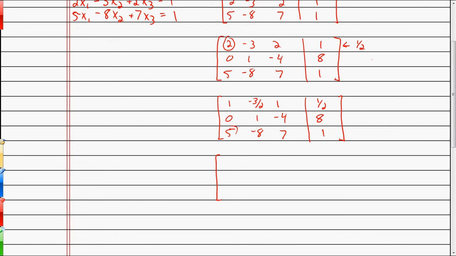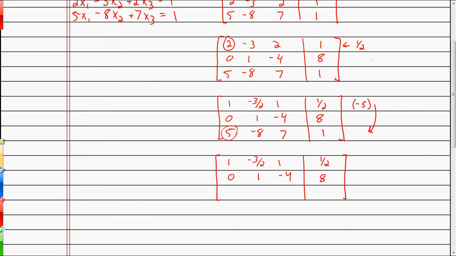Okay, so I want to get rid of this 5. Right? I want that to become a 0. So I'm going to take this row, I'm going to multiply it by -5, and I'm going to add it to the third row. The nice thing is I already have a 0 here, so I don't have to worry about that. I generally would start by making that 0. Okay, so I'm going to first transcribe everything and then do the row operation. 0, 1, negative 4, 8.